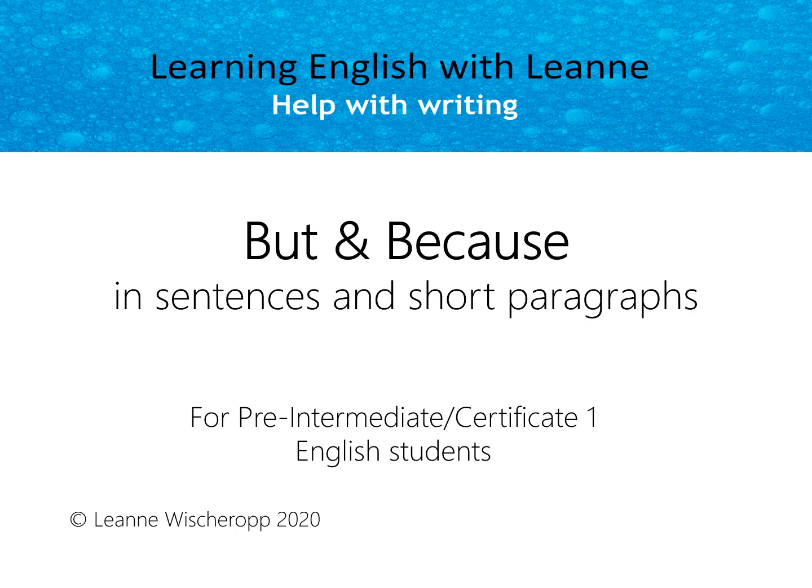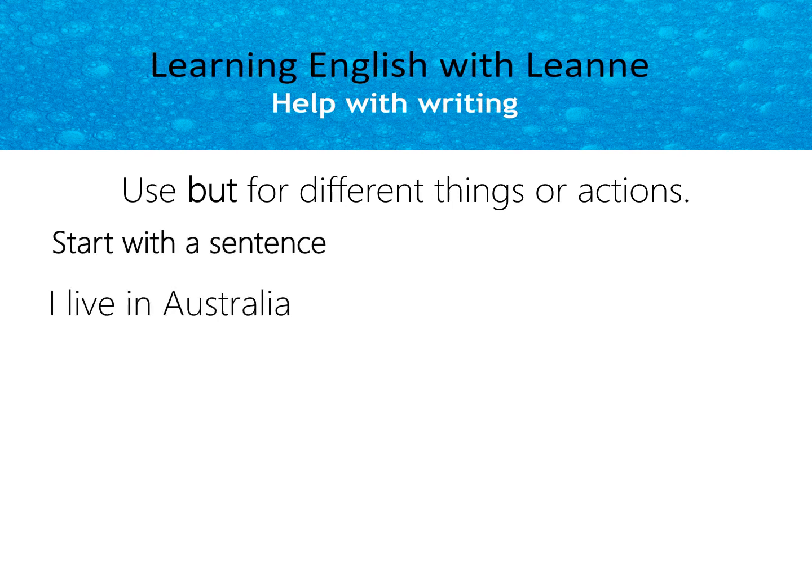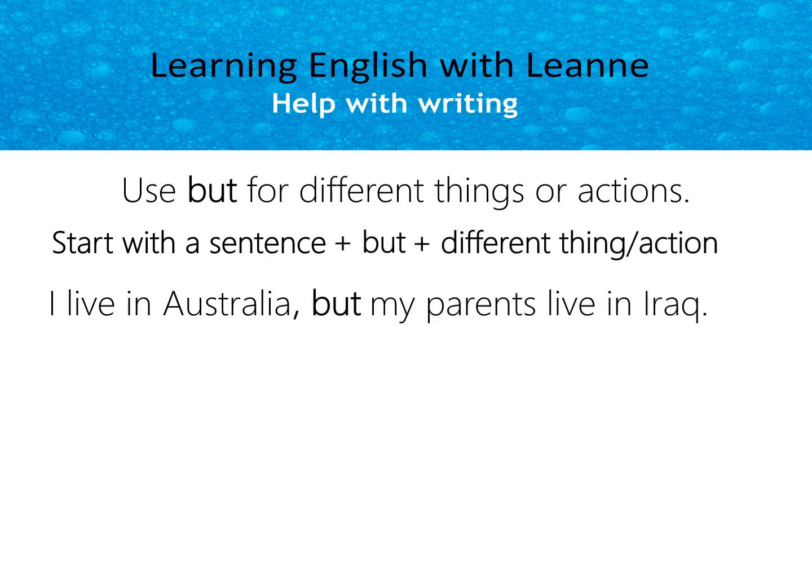Help with writing. This video will help you use but and because in sentences and short paragraphs. We use but in a sentence to show different things or actions. So we start with a sentence, I live in Australia. We add but and the different thing or action. My parents live in Iraq. So here we live in two different countries. I live in Australia, but my parents live in Iraq.